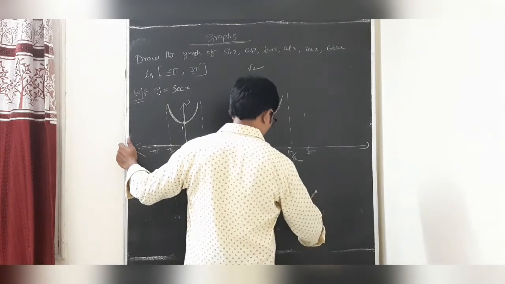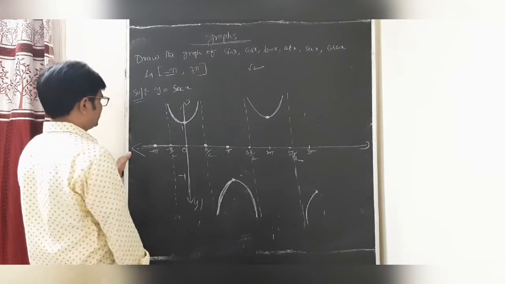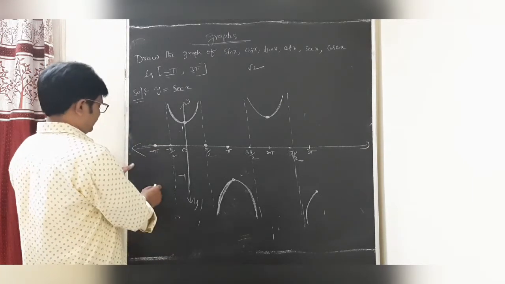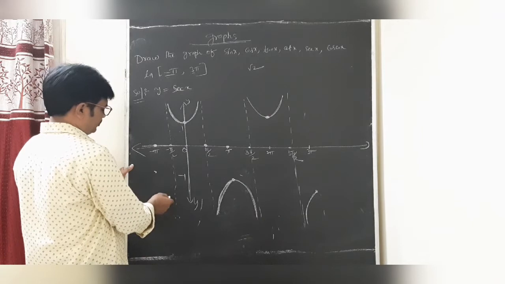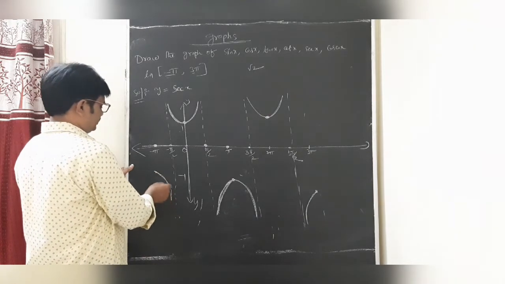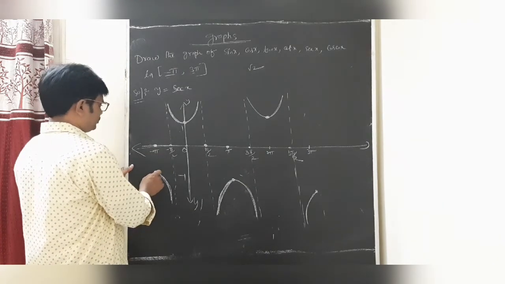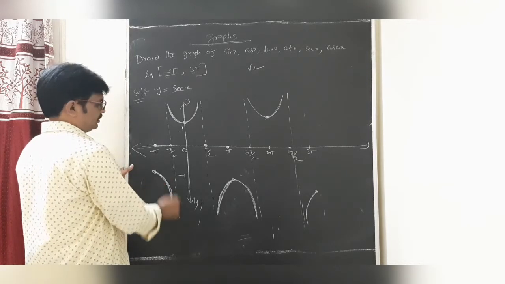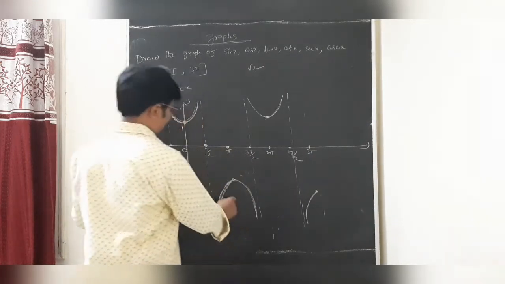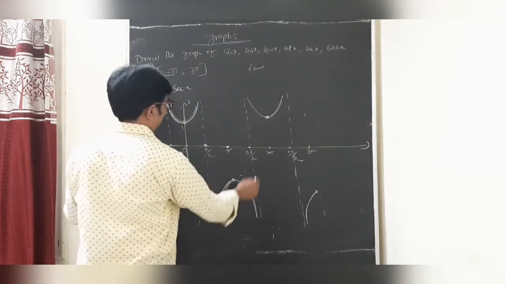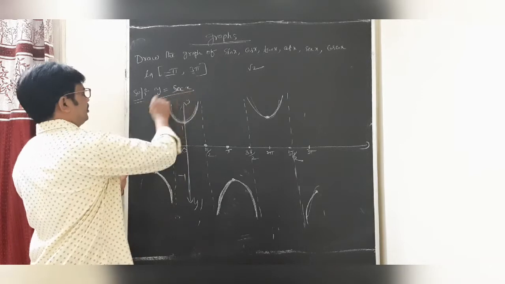This is the graph. Okay students, just observe here. Cos of minus π is undoubtedly minus 1, just like this. This is the graph, and we don't extend it further. We only have to go up to minus π. Is it clear, students? So this is the graph between minus π to 3π. Okay students, this is the graph of secant x.